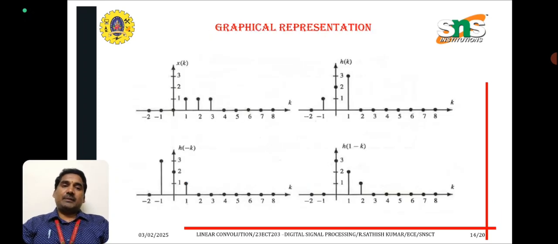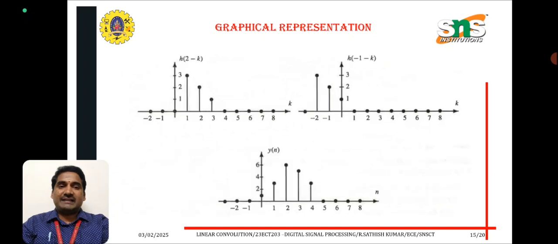Next one, graphical representation. x of k and h of k are already given. How to find h of minus k? This is the folded signal of h of k, which is nothing but h of minus k. h of 1 minus k means it is shifted one time to the right, that is nothing but h of 1 minus k.